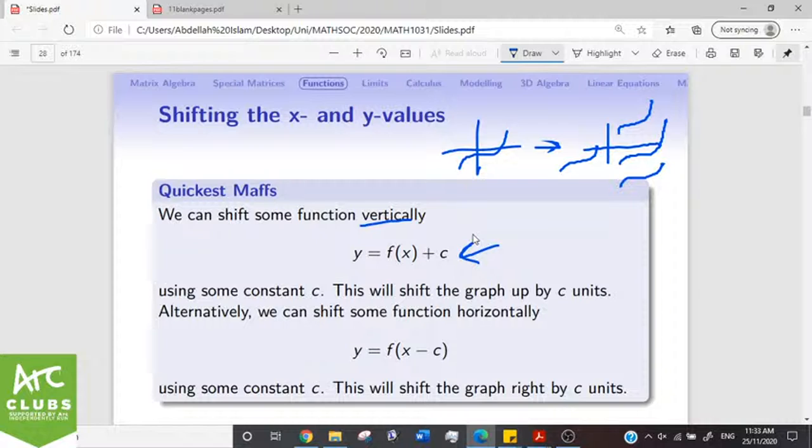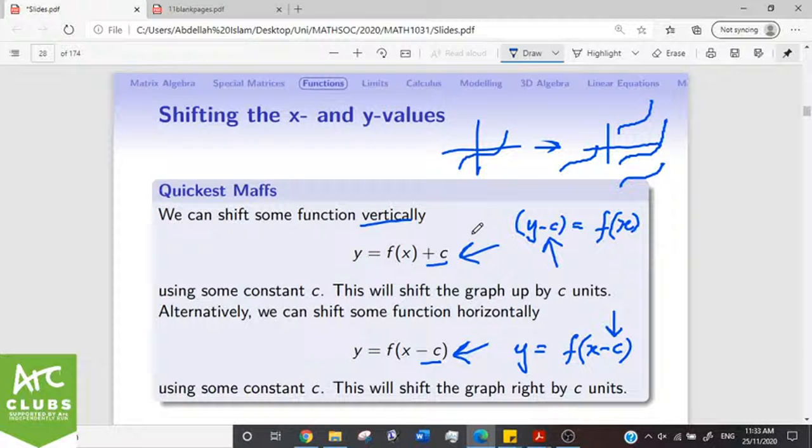And horizontal shifting, you take away some c from the inside of the function. And again, this is annoying to remember because you're adding c here and you're minusing c here, okay? But the trick I like to use is that instead of thinking of it like this, think of it like y minus c equals f of x, and then here you still have y equals f of x minus c. So whenever you want to shift by c, you really just need to take away c from one of the variables. That's how I like to think of it, and I think that makes it a bit clearer.